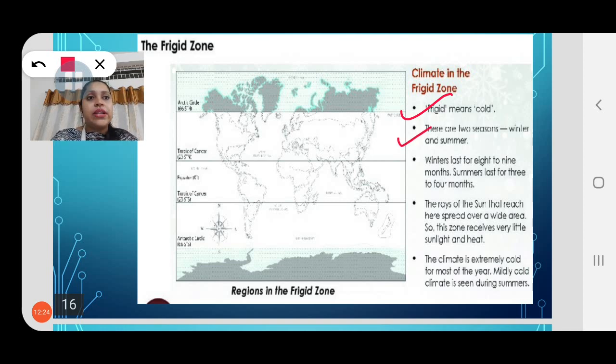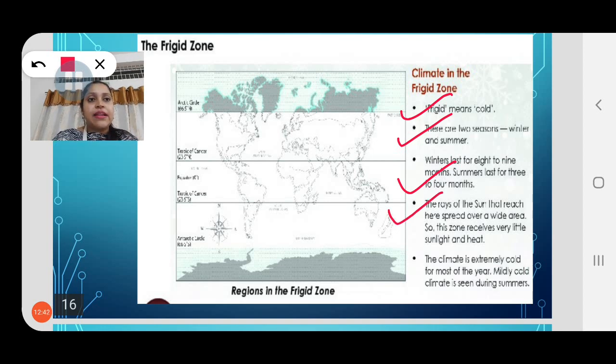Now there are only 2 seasons, winter and summer. Third, winters last for 8 to 9 months, and summers last for 3 to 4 months.